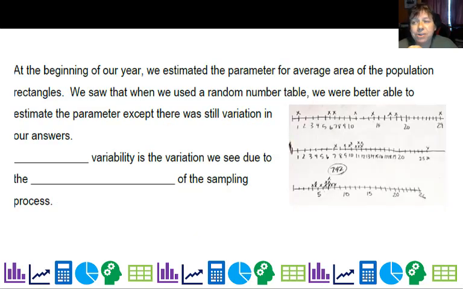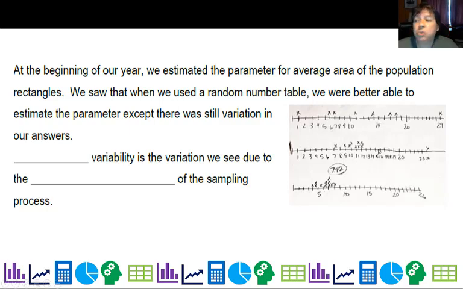So at the beginning of our year, we actually did this little thing called random rectangles, where we were trying to estimate the parameter for the average area of the population of rectangles. And we did it, and initially I had you guys do just a really quick guess. And the top graph here shows the spread of the data. So you can see, not so good when you had only 20, 30 seconds to look.